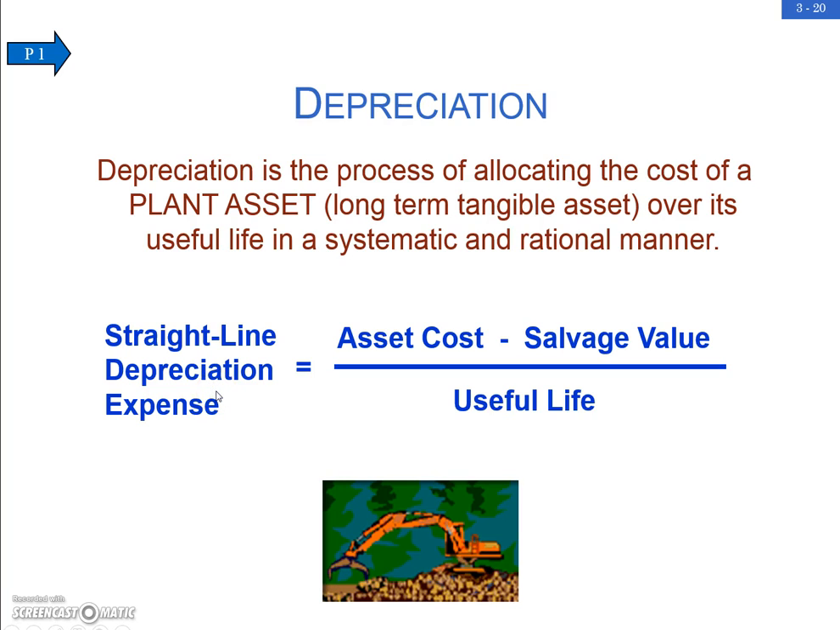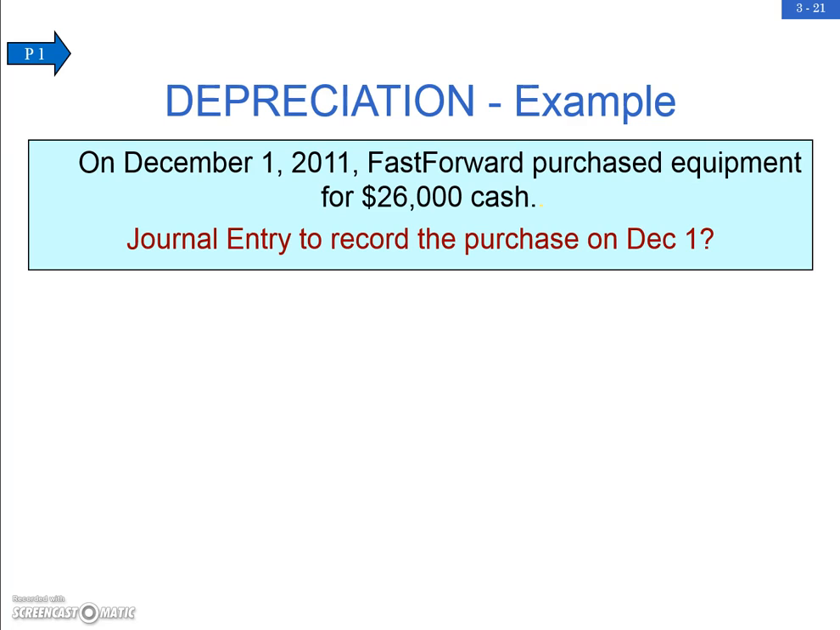So let's go ahead and take a look at an example here. On December 1, 2011, we go out and purchase equipment for $26,000 cash. So real straightforward here. When we go out and purchase it, we're obviously spending cash, so our cash needs to be reduced. To reduce an asset, we, of course, credit that asset. So we're going to be crediting cash for $26,000, and we're going to create a new equipment account for this large piece of equipment that's $26,000.